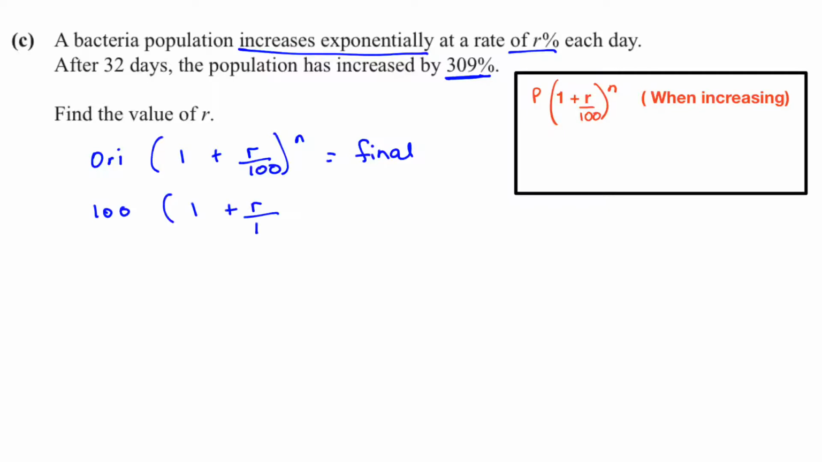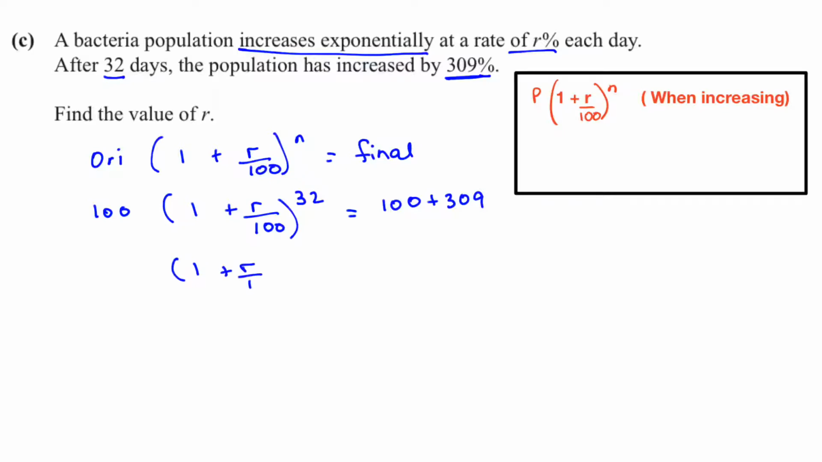R we need to find. N is the number of days, which is 32. Final is, it was increased by 309. So your answer was initially 100. Therefore 100 plus 309.